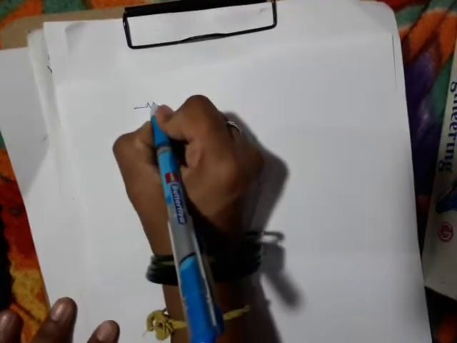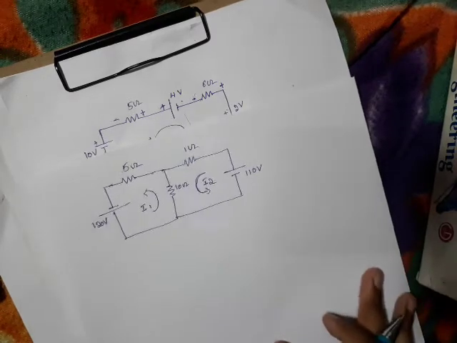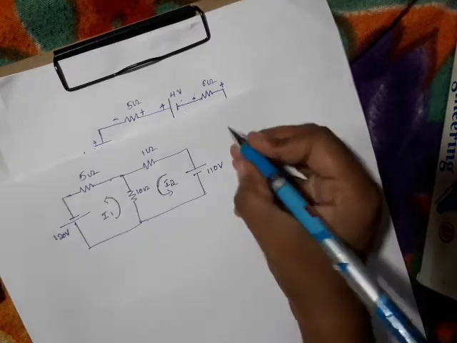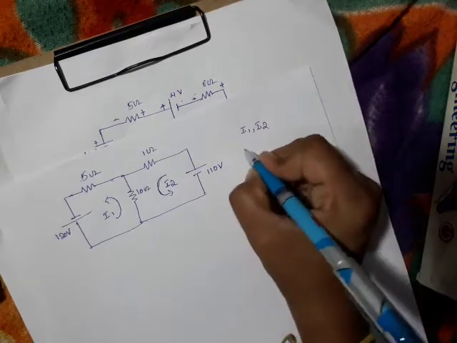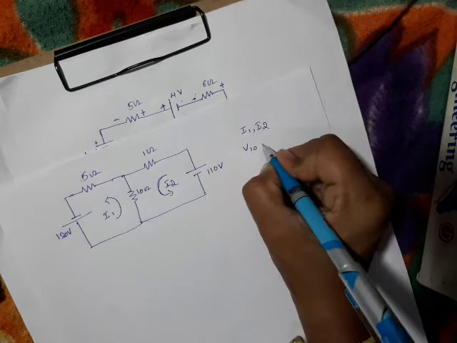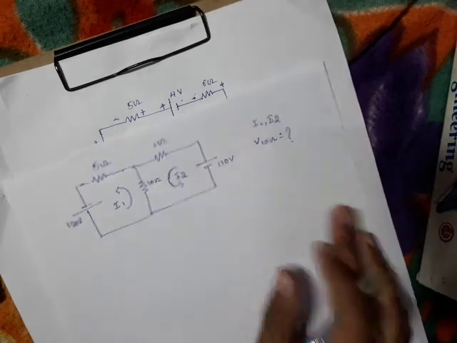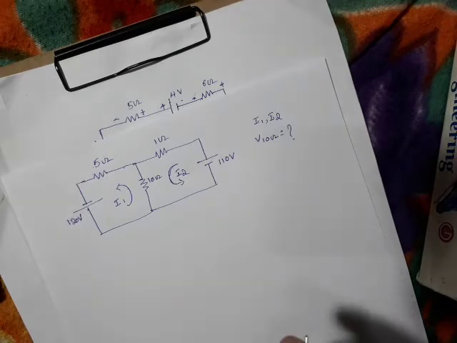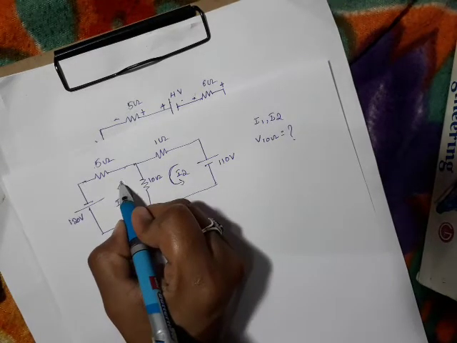So the first problem, here it is. Yeah, here is the question. The question is to find the magnitude of I1 and I2 and to find the voltage drop across the 10 ohm resistance. So what is the voltage drop across the 10 ohm resistance? The speciality of this problem is that in the question itself they have given the direction of current, so we need not assume the direction of current.